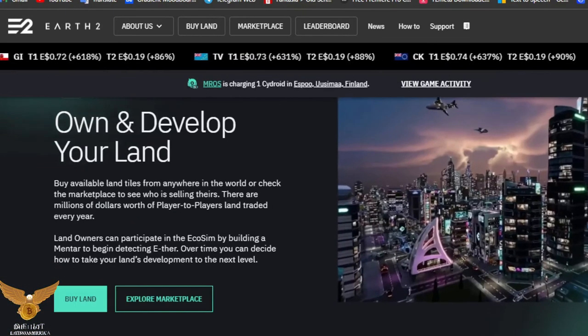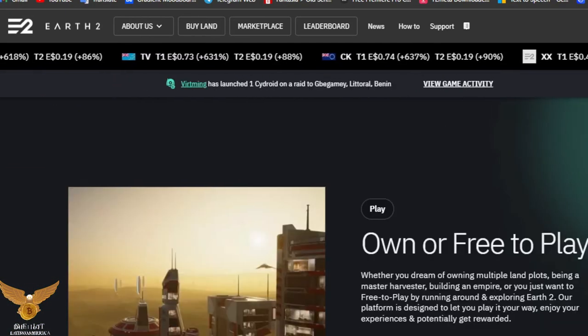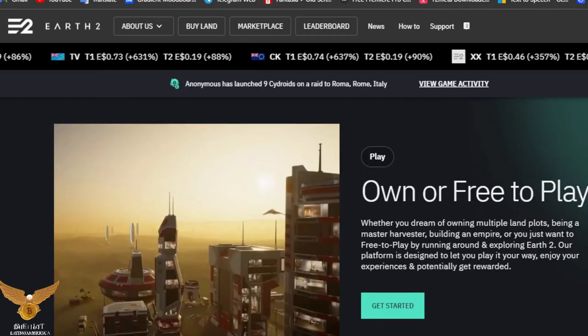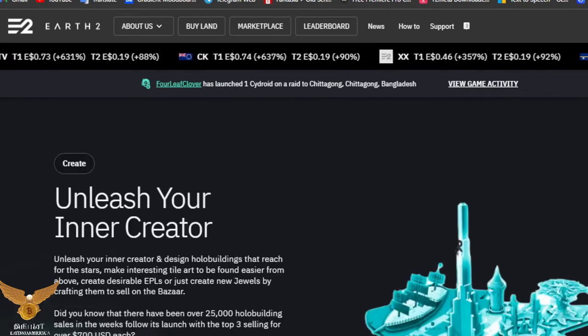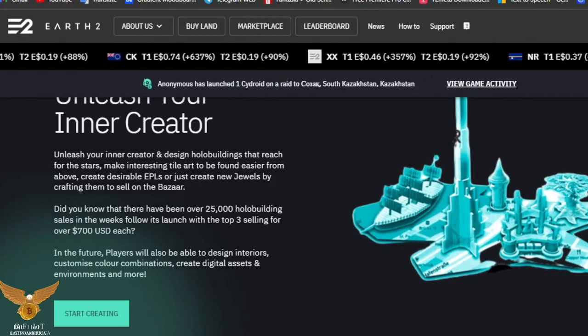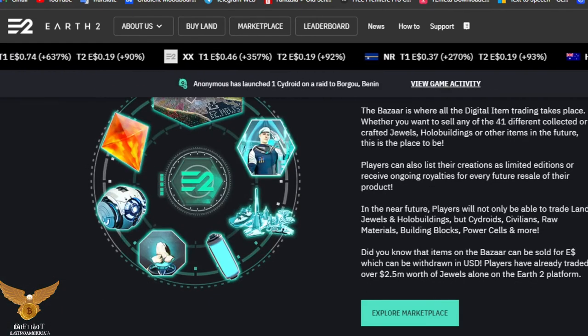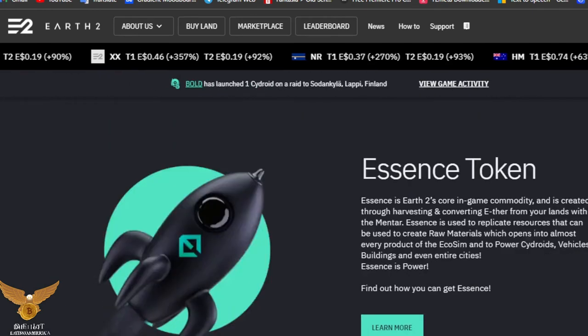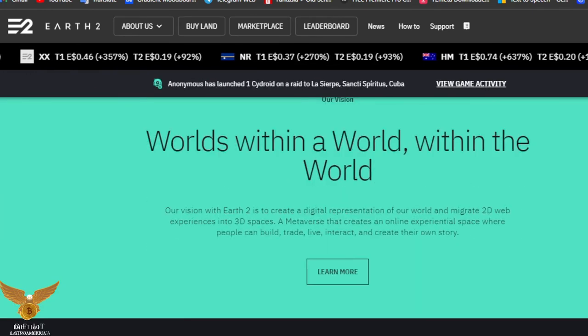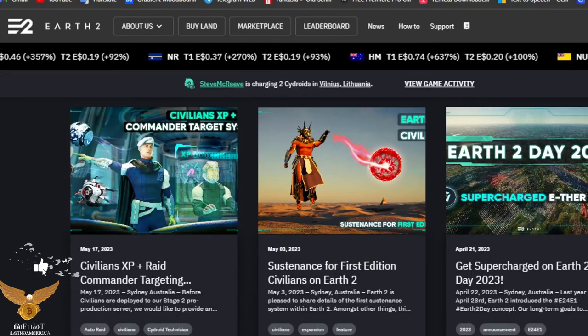The EARTH2 project was launched in 2021 as a virtual platform that allows users to buy, own, and trade digital land parcels that represent real locations in the world. The main purpose of EARTH2 is to create a virtual experience where users can interact with digital properties and potentially profit from them through advertising, virtual trading, and other activities.